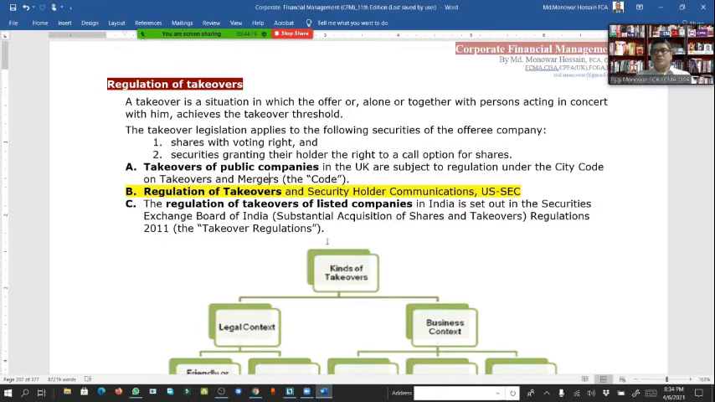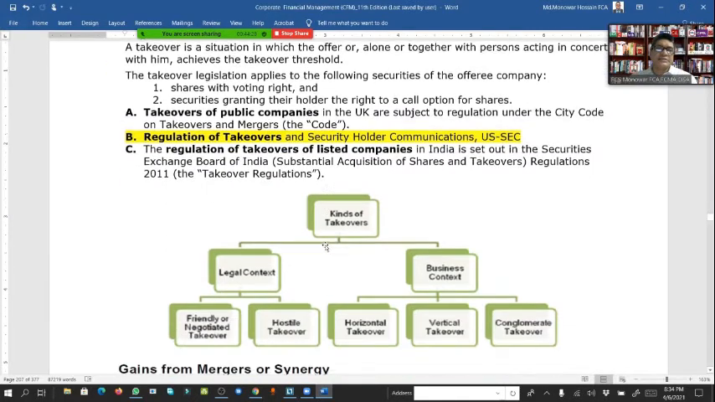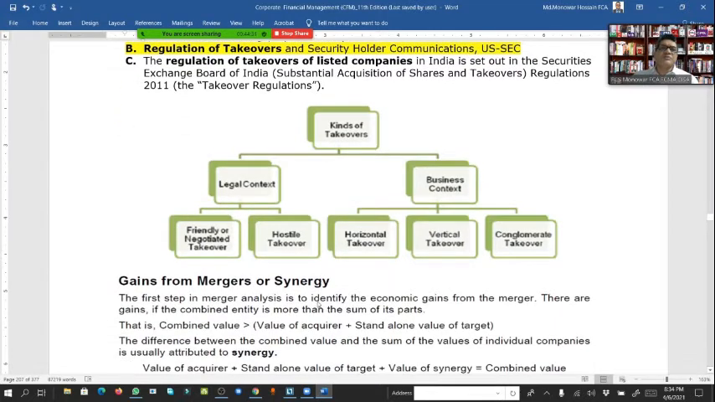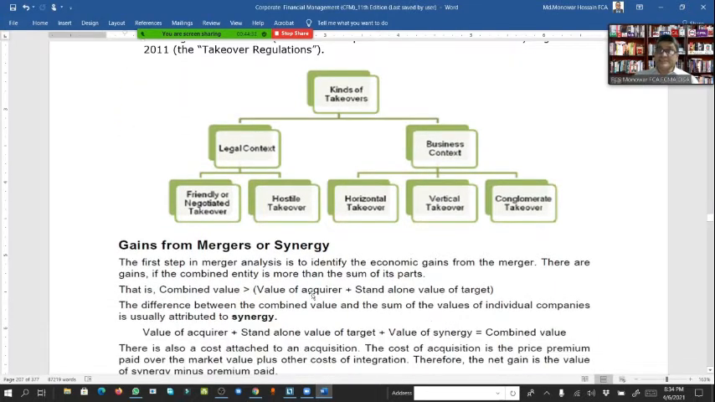But we do not have that type of regulation, but already some companies are merging with each other or taking over another company this way, taking permission from the regulator in different sizes and perspectives. So there are kinds of takeover: legal context and business context. Legal context: friendly or negotiable, and hostile. And business context: horizontal, vertical, and collaborative.